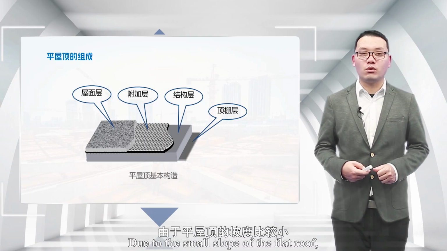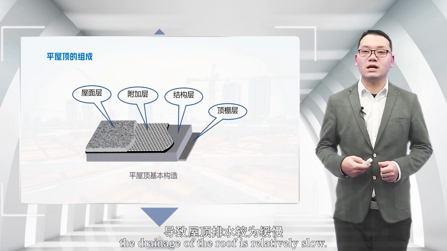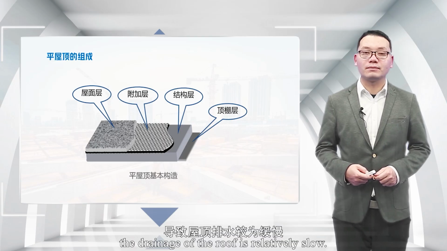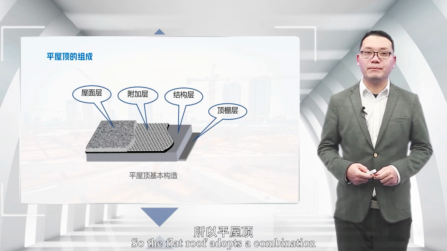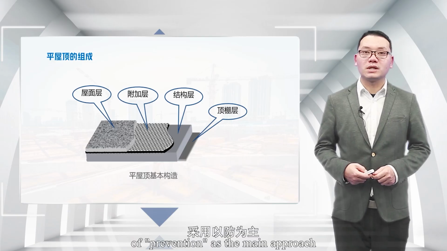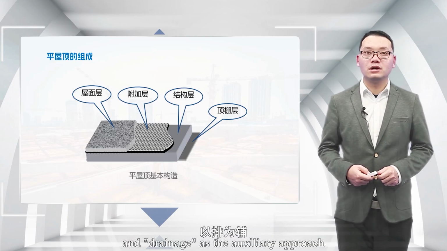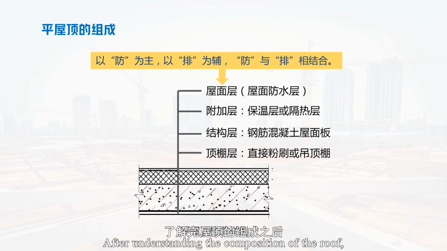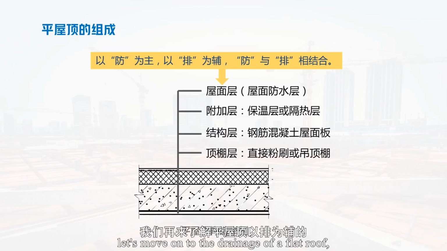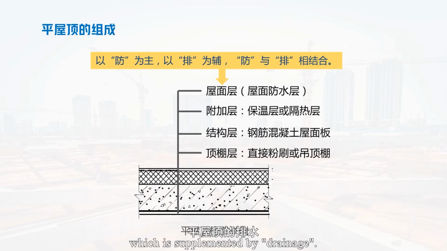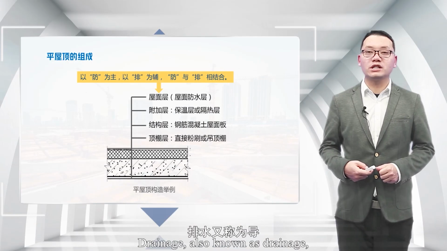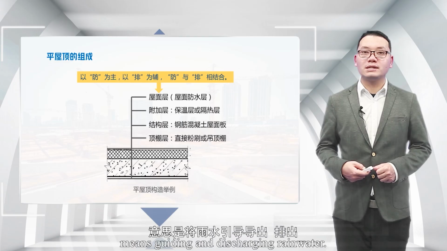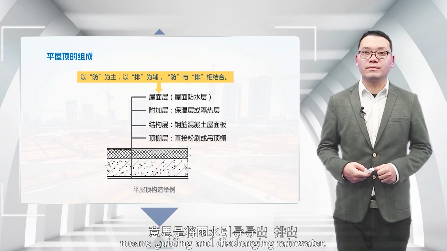Due to the small slope of the flat roof, the drainage of the roof is relatively slow, so the flat roof adopts a combination of prevention as the main approach and drainage as the auxiliary approach, combining prevention and drainage. After understanding the composition of the roof, let's move on to the drainage of a flat roof, which is supplemented by drainage. Drainage means guiding and discharging rainwater.